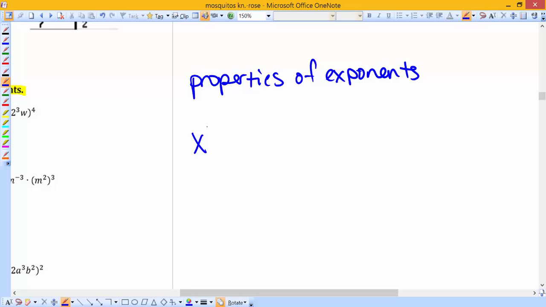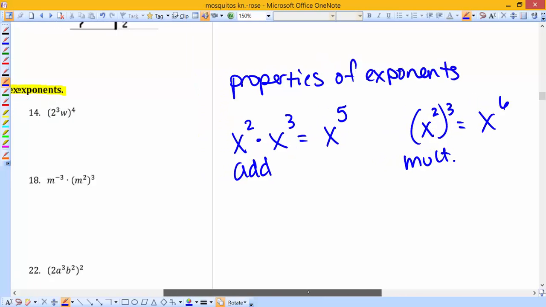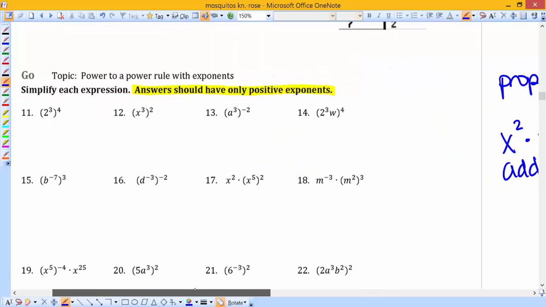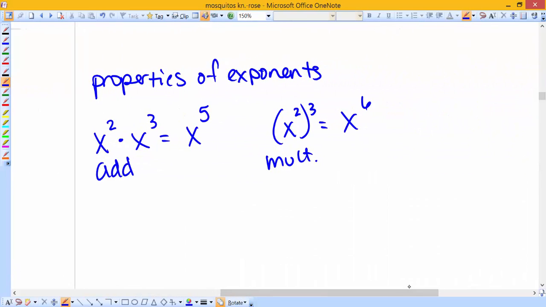If I have a base and a base, I'm going to add my exponents. So this is x to the 5th. But if I have parentheses, parentheses are going to indicate that I multiply my exponents. So this is x to the 6th. So when you are looking at your exponents in the homework, start by noticing, oh, I have parentheses, I can multiply. Okay, so those are your first two basic properties of exponents.